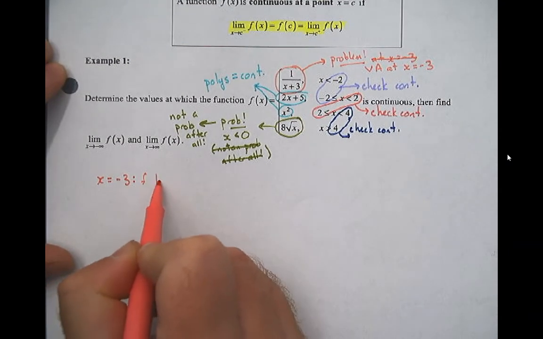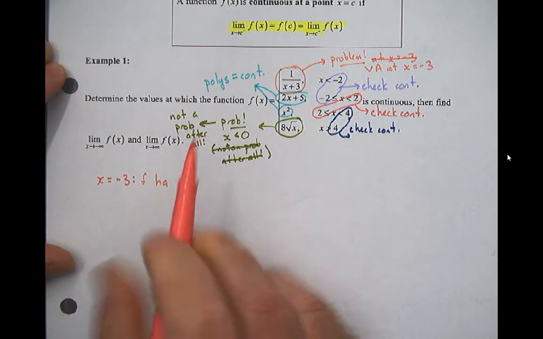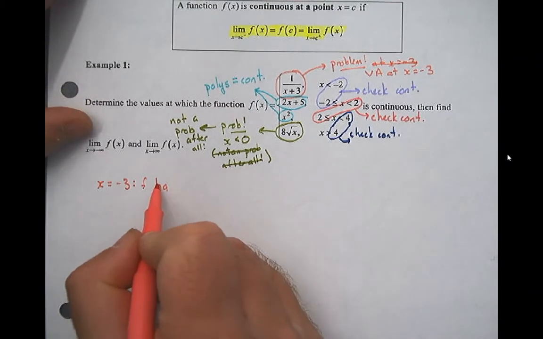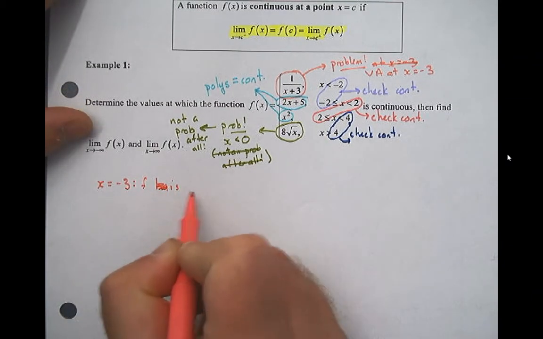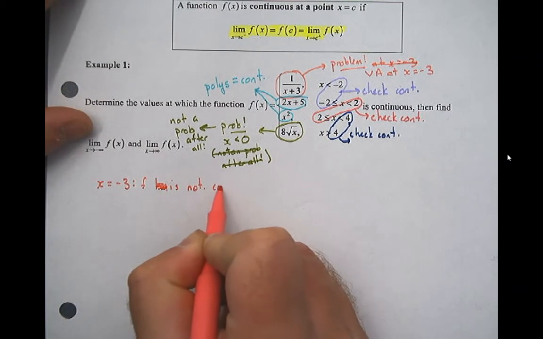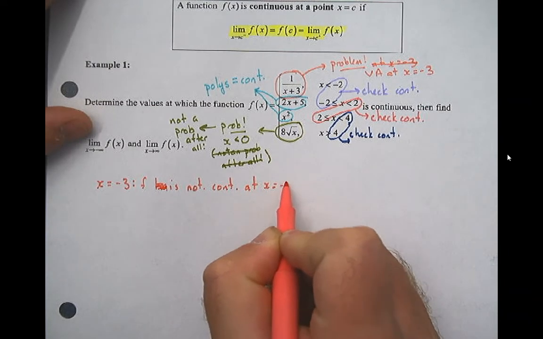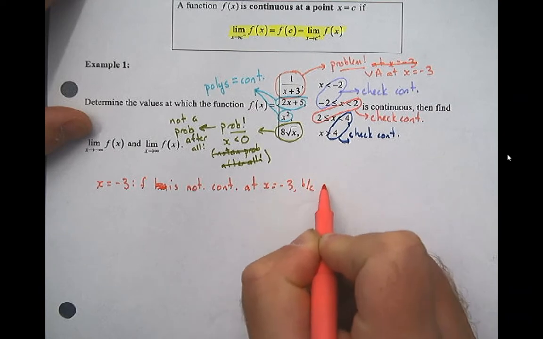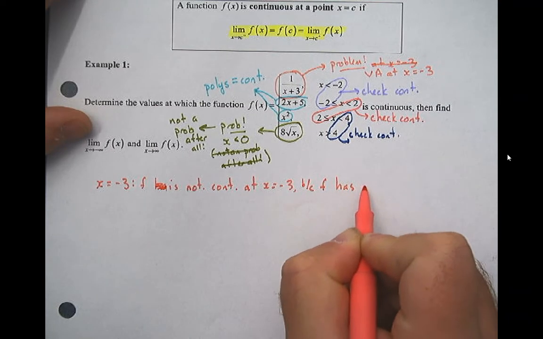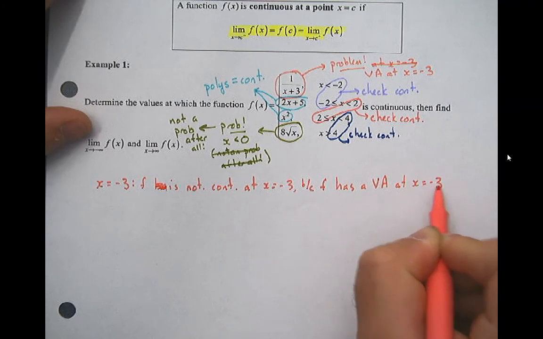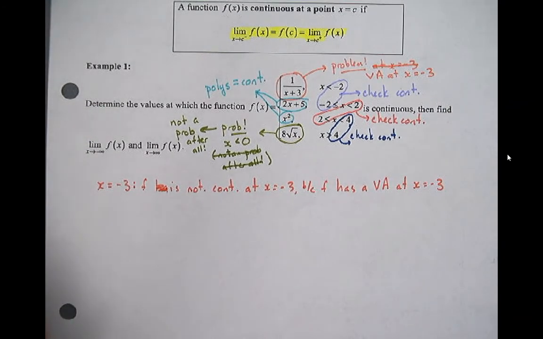What do we want to do? Determine where F is not continuous. We will say F is not continuous at x equals -3 because F has a VA at x equals -3. Now we need to figure out what's happening at -2. So I'm going to look at the one-sided limits.